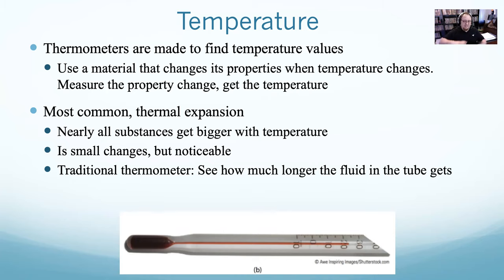This is why if you take a can, close it and put it in the fridge, it's hard to open again. It's because it literally shrank. And different things shrink at different rates. Metal shrinks faster than glass.